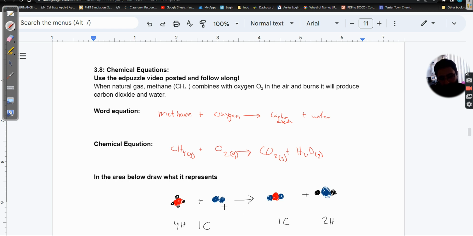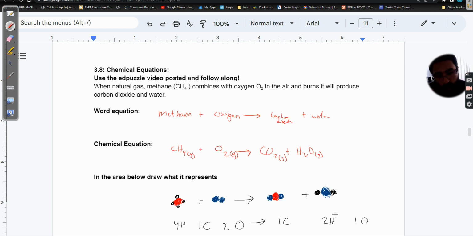Over on the left side, we have 2 blue dots, or 2 oxygens. That looks like an O2, whatever. And then over here, we have 1 oxygen. So this doesn't really make sense because we have 4 hydrogens on the left, 1 carbon, 2 oxygen on the left, and on the right side we have much less. We're missing things.